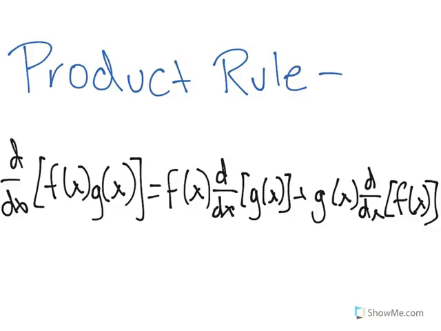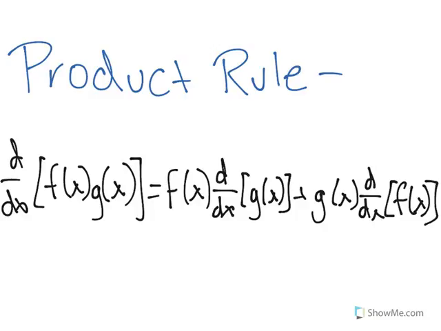So the derivative of f of x times g of x with respect to x is just equal to f of x times the derivative of g of x plus g of x times the derivative of f of x.